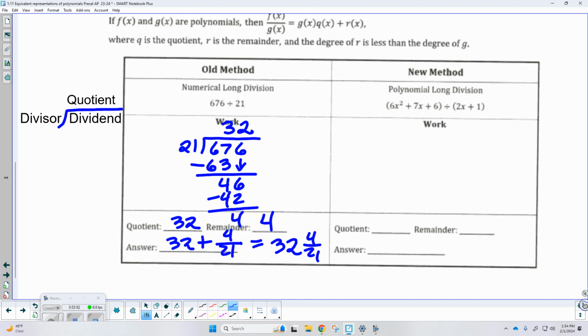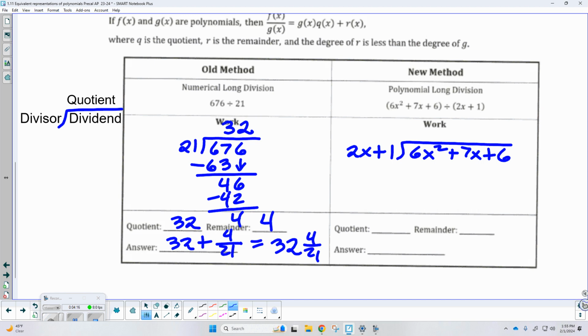So my divisor, let's say I want to take 2x plus 1, and I'm going to divide it into 6x squared plus 7x plus 6. Okay, so hopefully this is also going to be familiar from algebra. I guess it depends on how far your algebra teacher was able to go. Now, both your divisor and your dividend, you want them in descending order of your powers.